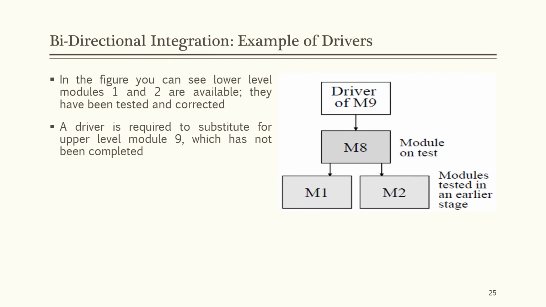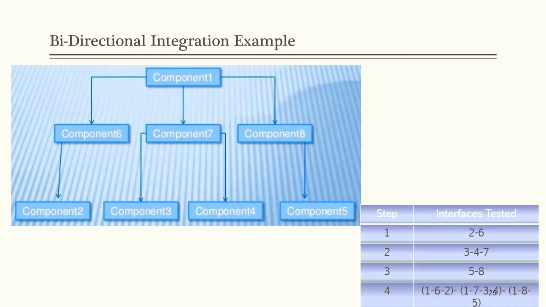This is the example of drivers. In the figure you can see lower level modules 1 and 2 are available. They have been tested and corrected. A driver is required to substitute for upper level module 9, which has not been completed yet. In this case, utility modules are already developed but the statements calling these functions are missing. So you write the function calling statements and pass dummy values as function parameters and return the same dummy values calculated by the function.